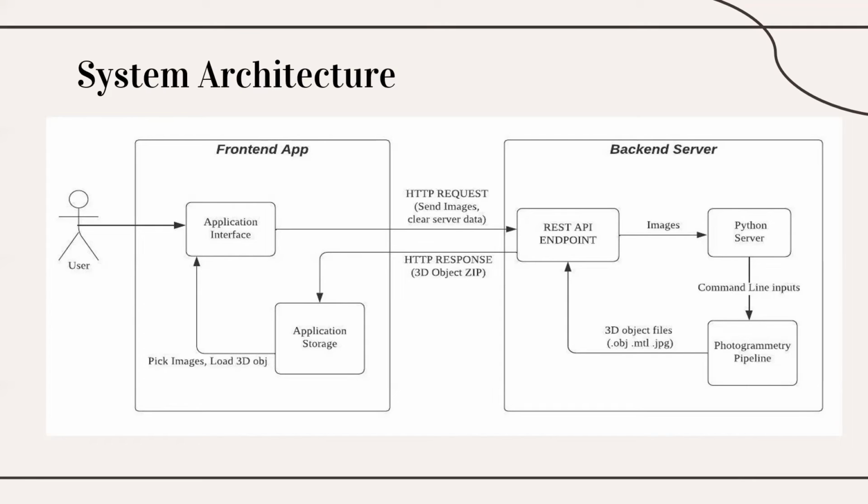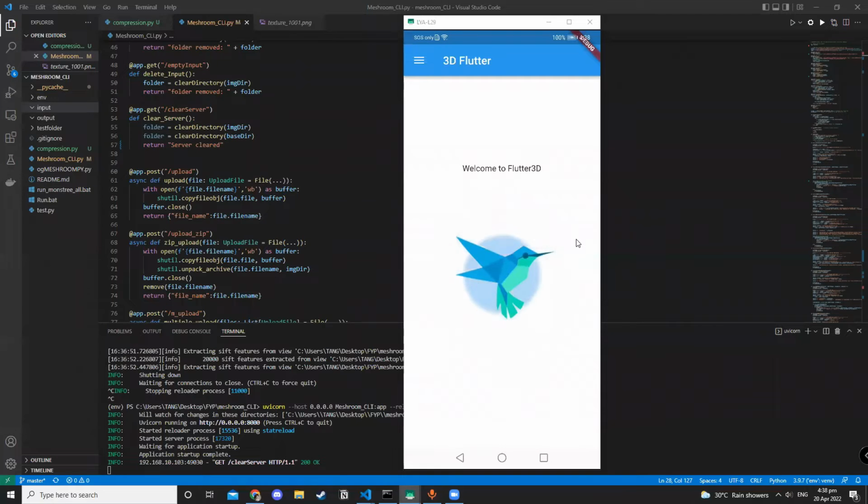It will all be zipped and sent back to the front-end app, which will be stored in the application storage. Users can then load the object, view it, and interact with the 3D object in real time. So here I'll now go through a demo of both the front end and the back end concurrently.